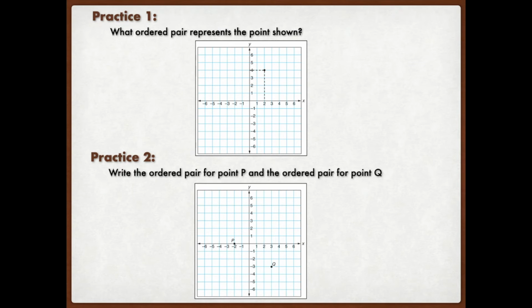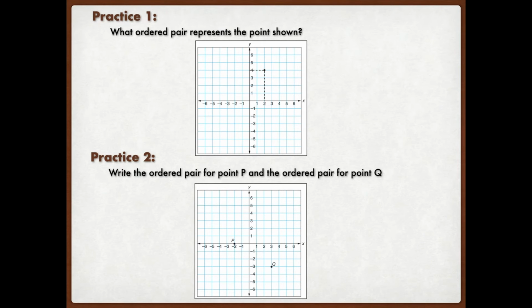Here we have a dot. Let's see what the ordered pair is for that dot. So go ahead and pause this for practice 1 and 2. So for practice 1, identify the point that's identified, which one would be the x, which one would be the y for the ordered pair, and then practice 2, try and figure out point P and point Q. Write those down and then let's check our answers.